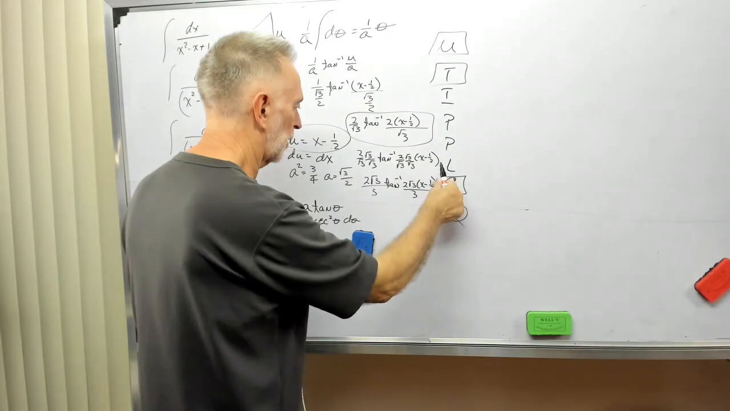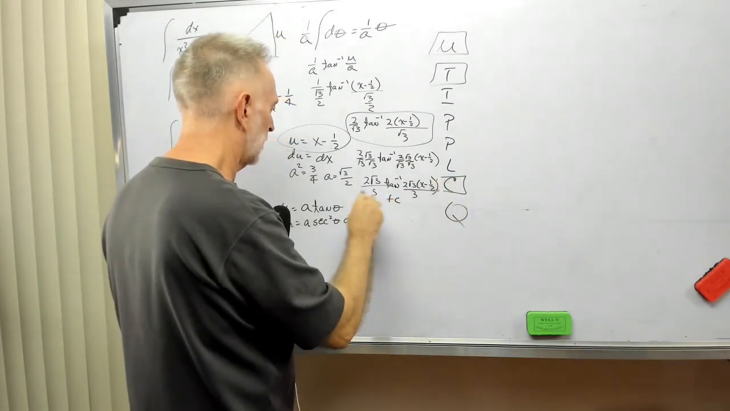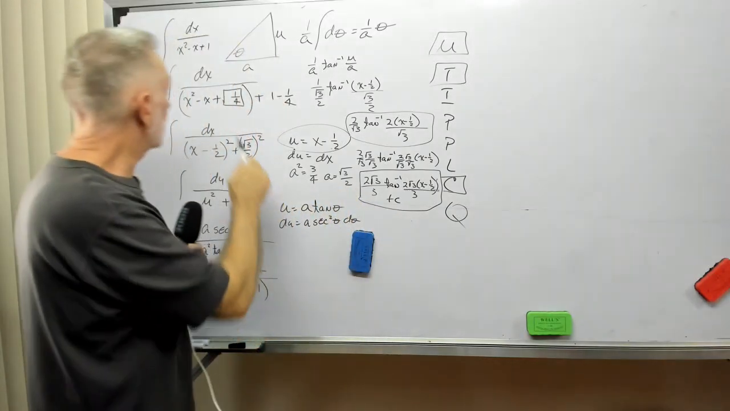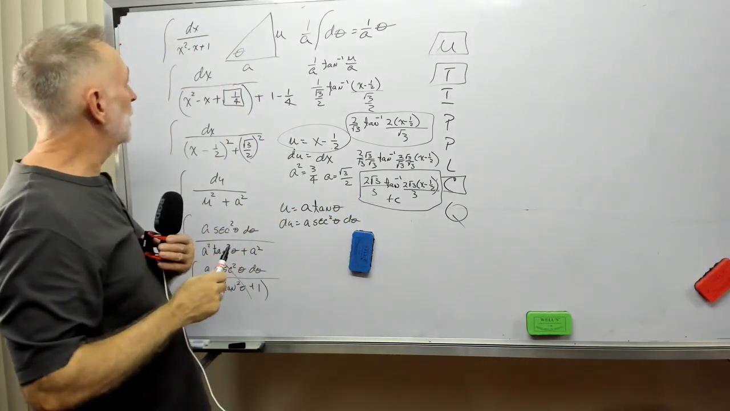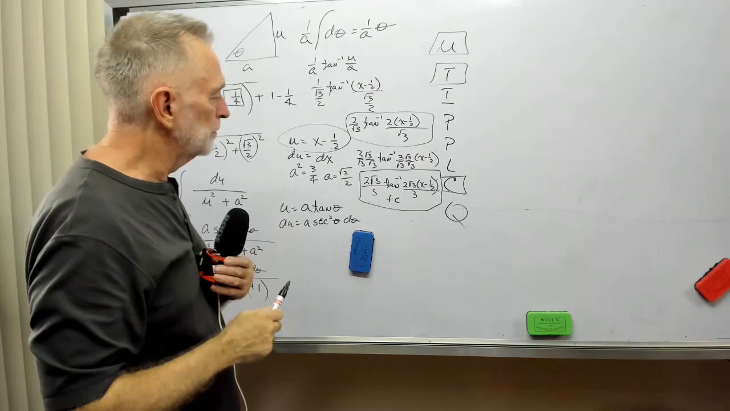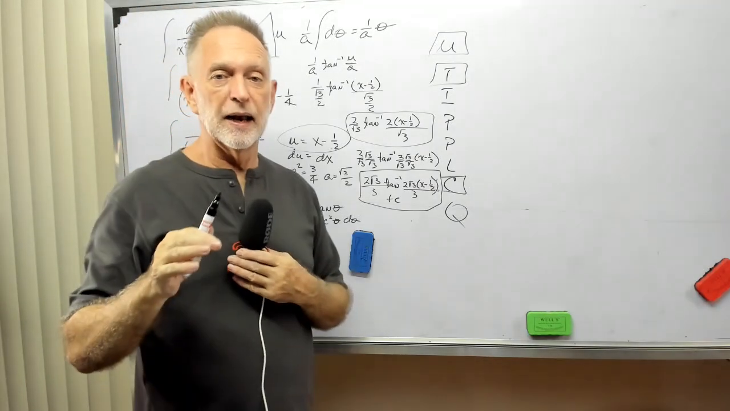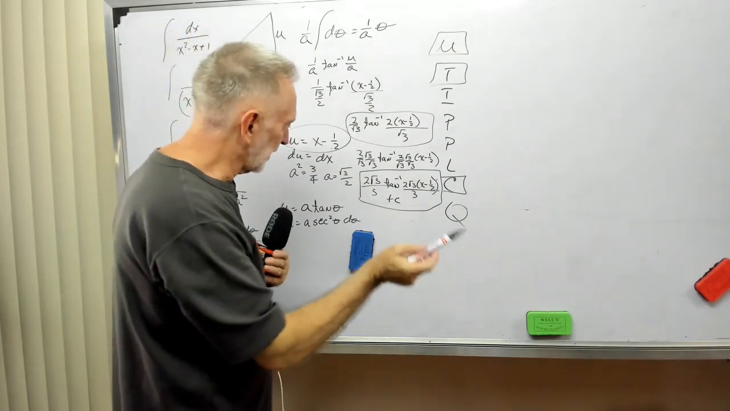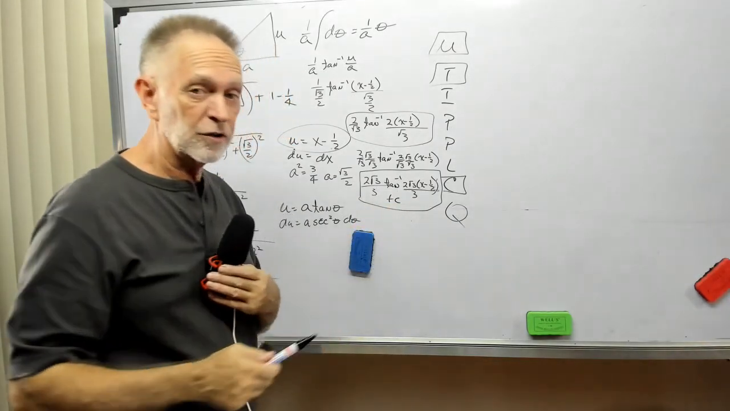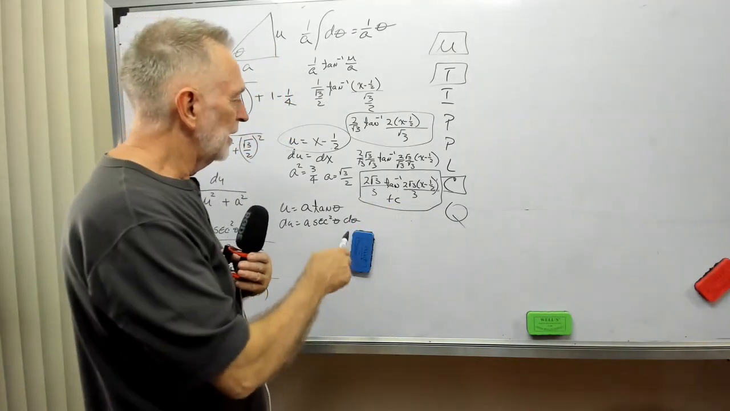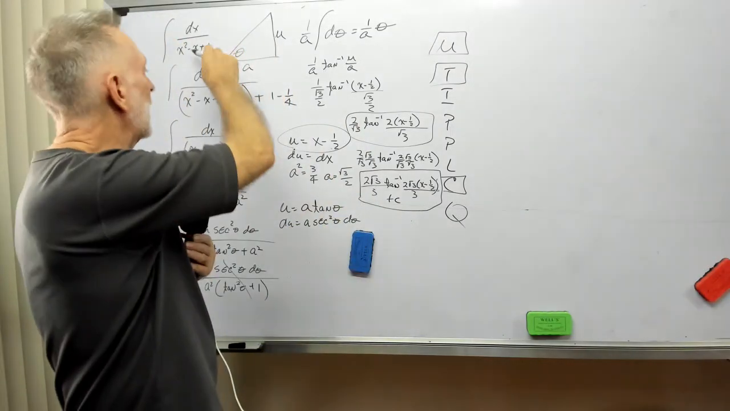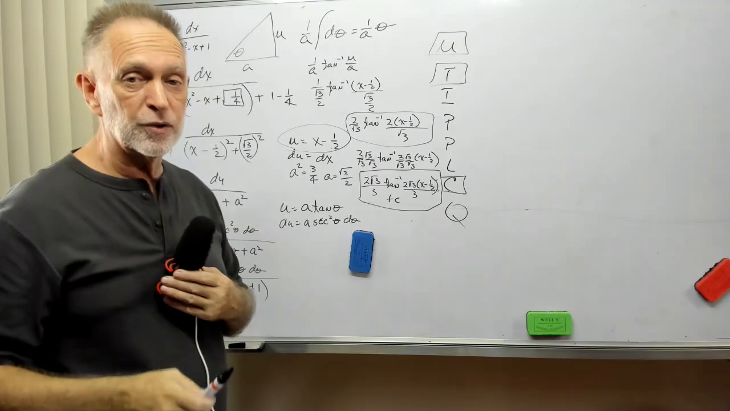Sorry, it's getting a little cluttered here. And that, my friend, is the integral of dx over x squared minus x plus 1. Now in the next video, for all you Calculus 1 folks out there, we're going to take this and differentiate it and see if we can get back to this integrand. So stay tuned for that one.